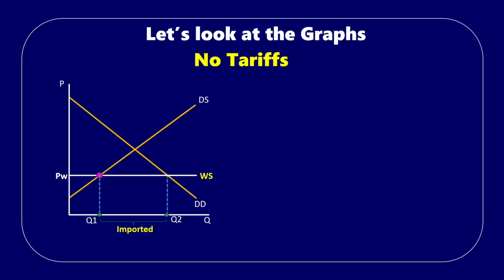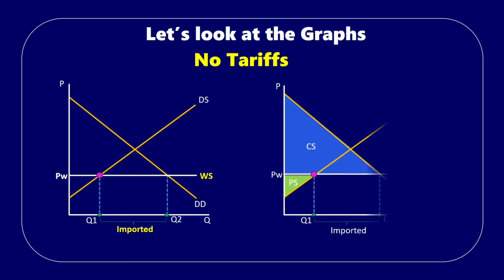Now, let's talk about who benefits. Here, consumers benefit a lot more. They get lower prices, more choices, and higher consumer surplus, which is the big blue area above the price line. Producers still earn some surplus, shown in green, but it's smaller than before because they're competing with cheaper foreign goods. With no tariffs, total surplus is maximized, and there's no deadweight loss, no government distortion. This is why economists generally say free trade creates gains overall.